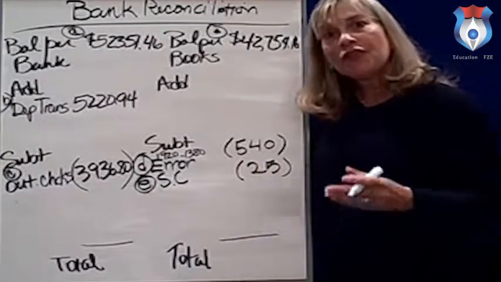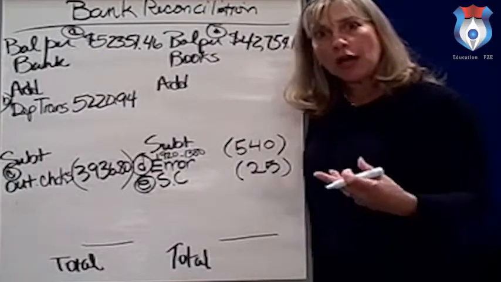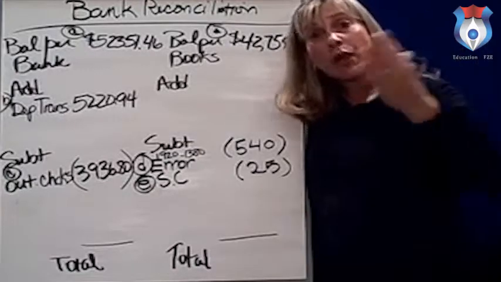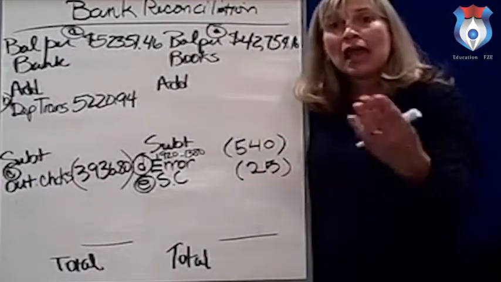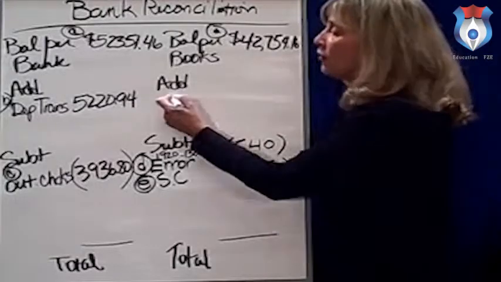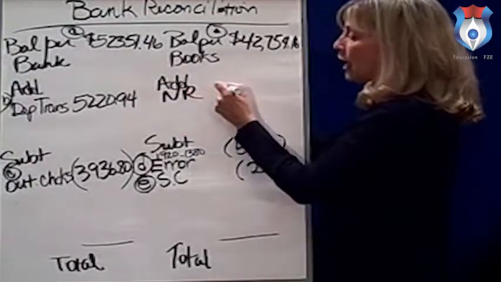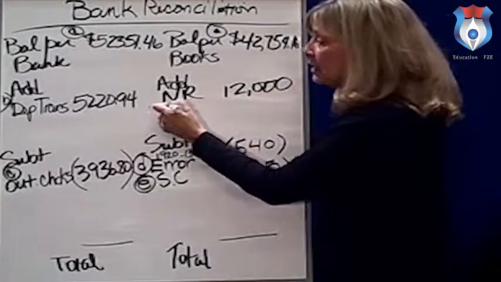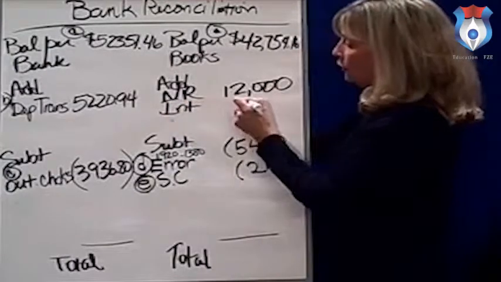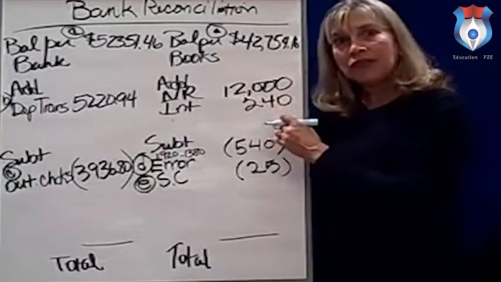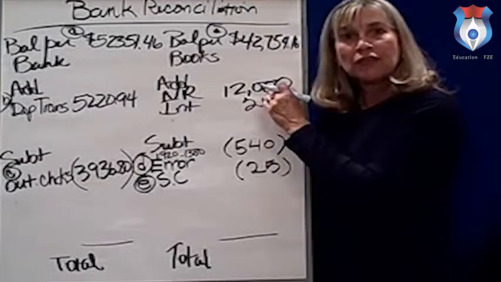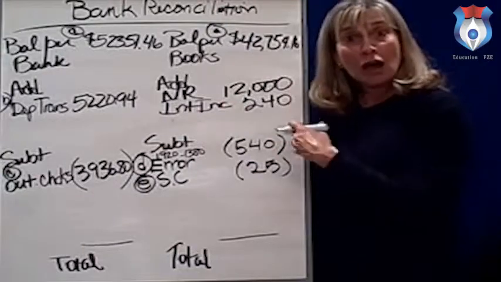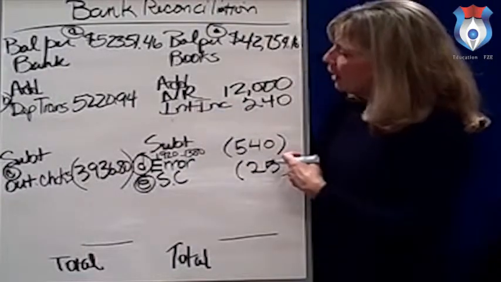Now in F, it says the bank collected a note on our behalf. In other words, it was our money, but the customer sent the money directly to the bank, put it in our account, and is now informing us that they have collected a note receivable on our account for $12,000, plus that note had interest of $240. Now when we talk about interest in a note here, if this is note receivable, this would be interest income, wouldn't it? Because we've earned it. Then that was F.